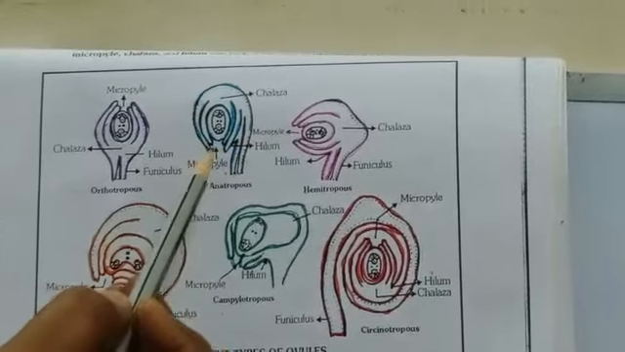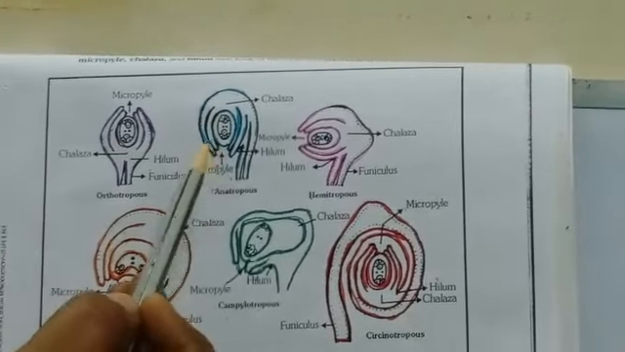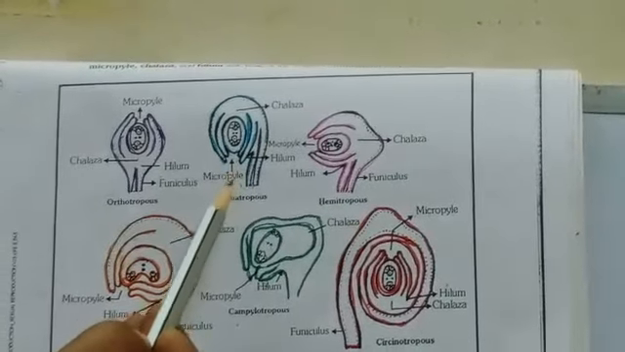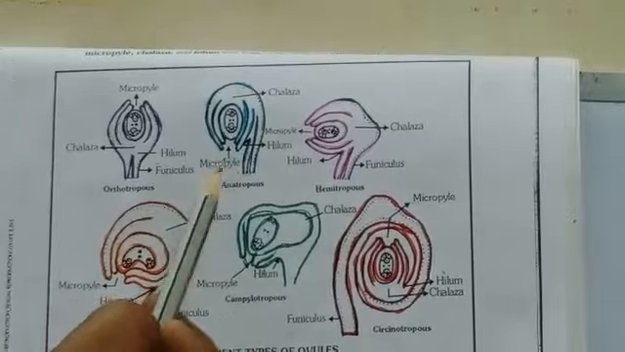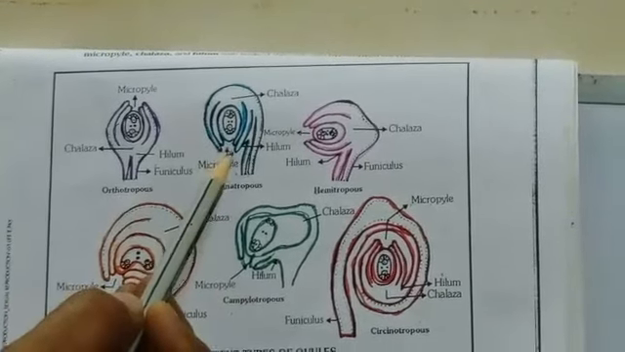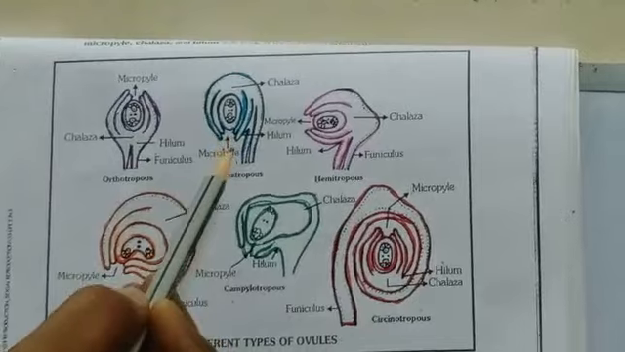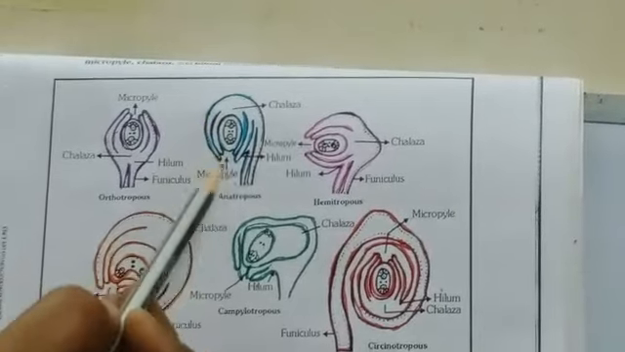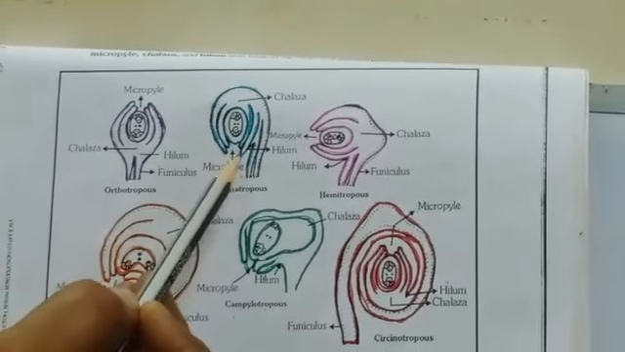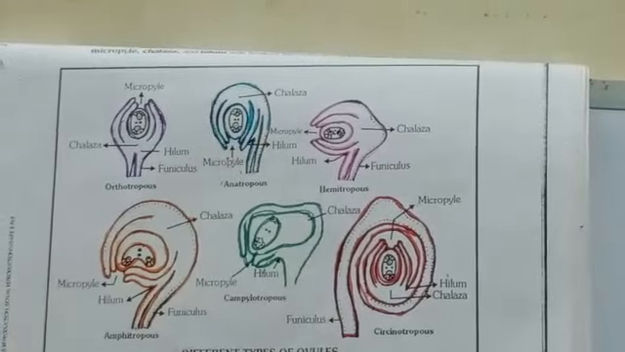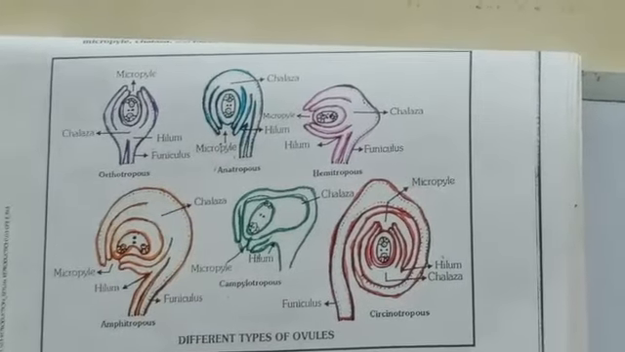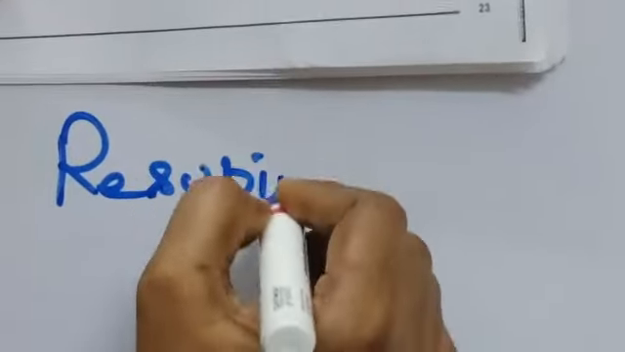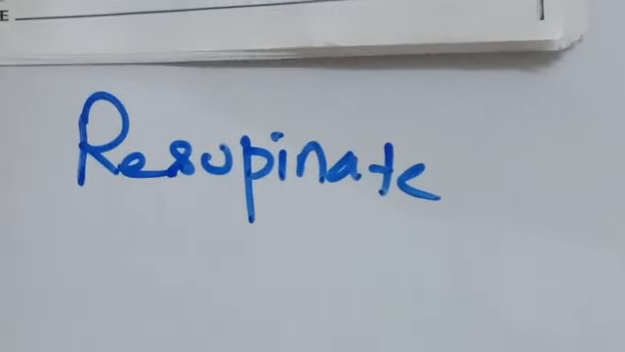This type of ovule is found in 80% of families of angiosperms, but it is not found in Capsella. Keep in memory, it is not found in Capsella. In this ovule, the micropyle is facing downward. This is the most common type of ovule and it is considered the typical ovule of angiosperms. The other name for this is resupinate ovule.